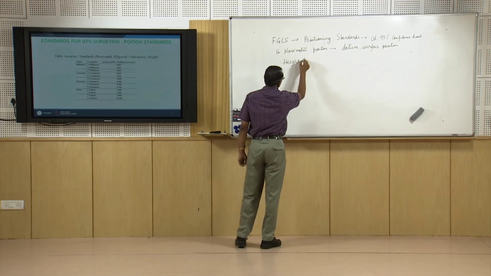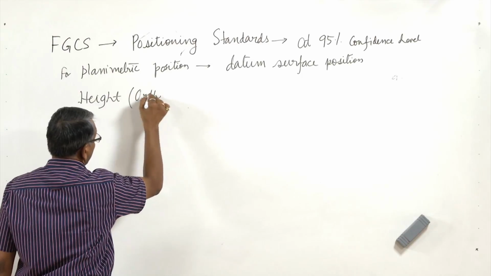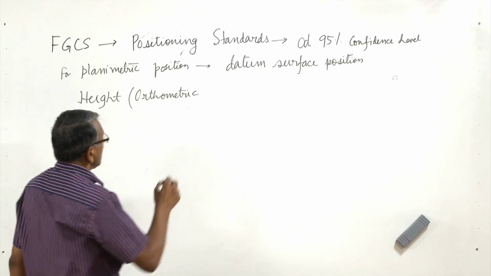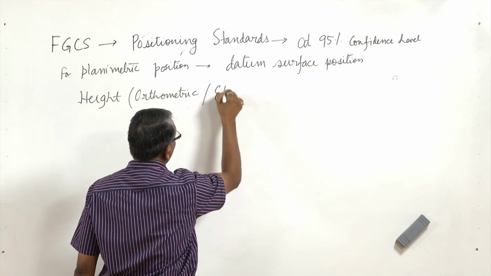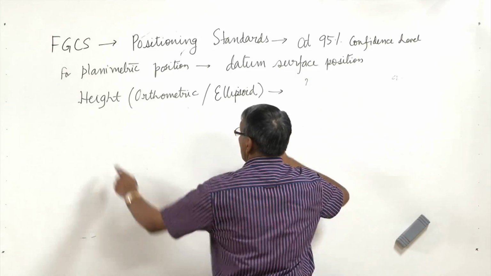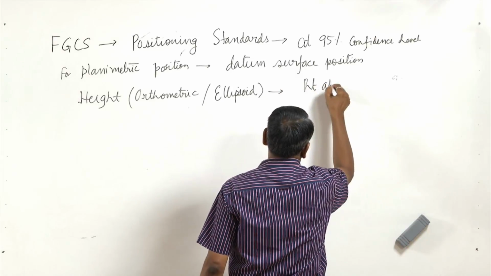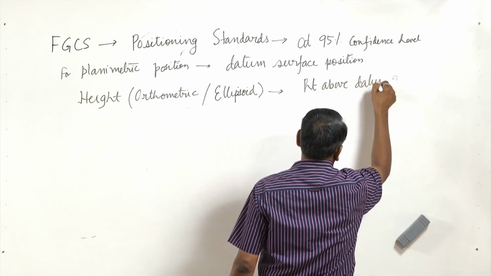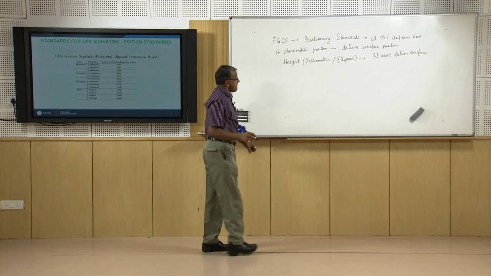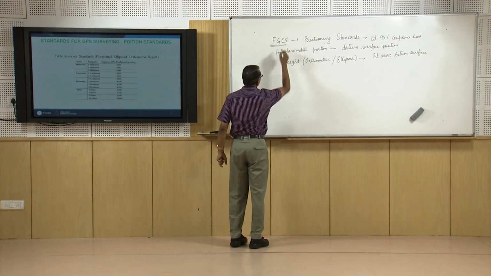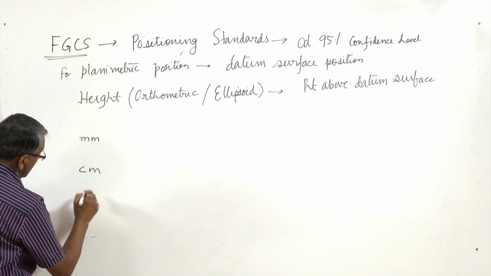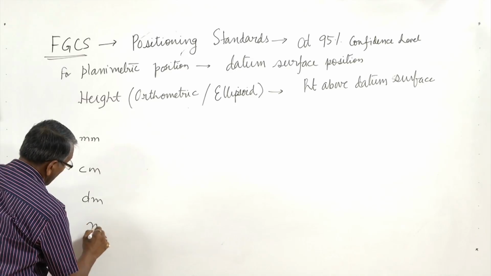And for height, it may be orthometric height, that means height above geoid, or it may be ellipsoid height. So, height is height above datum surface. Under this consideration, the FGCS has defined 4 categories of millimeter standard, centimeter standard, decimeter standard and meter standard.